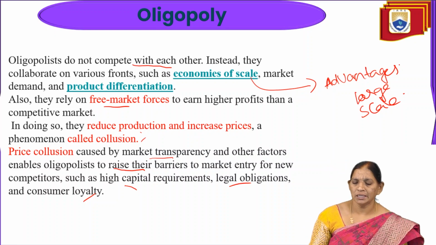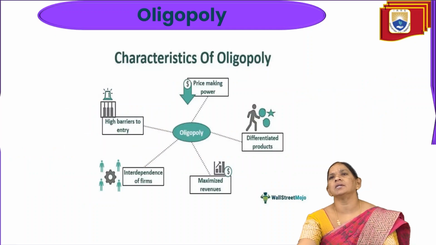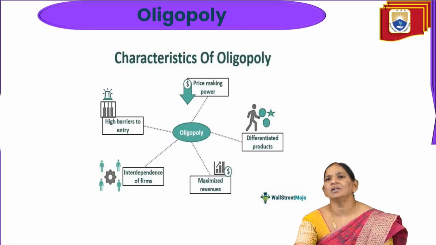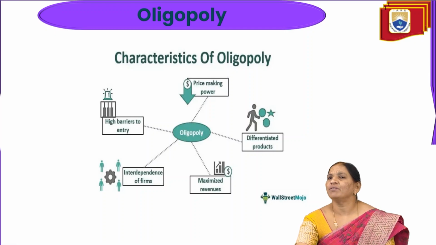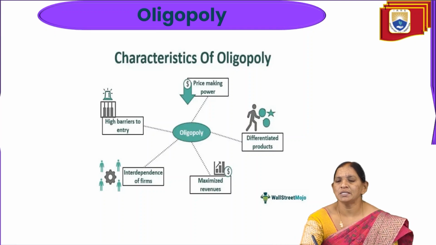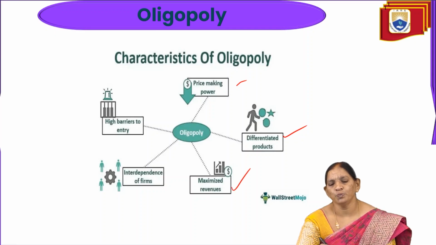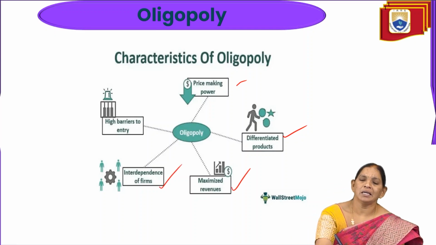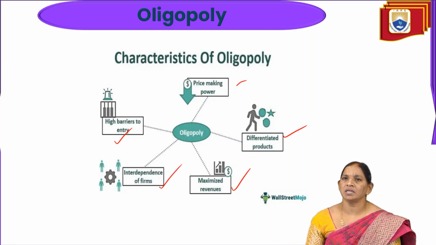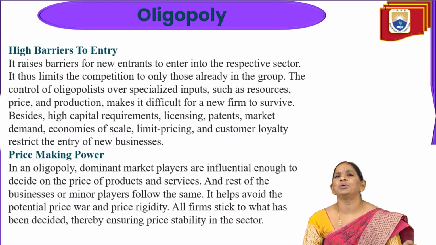oligopolistic nature. And next, we can see the characteristic features of the oligopoly market. Here we can identify that oligopoly has five main characteristic features: price making power is one, differentiated products, maximizing its revenue, interdependence of the firms, and higher barriers. These are the characteristic features we can see in detail.